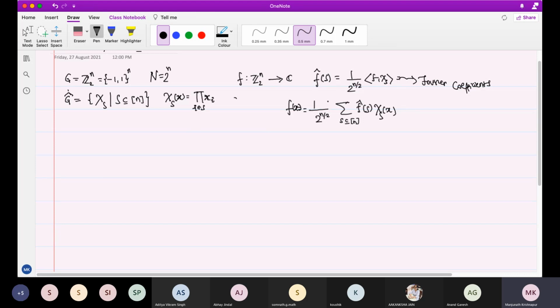Okay. And the Plancherel formula will say that if you take the sum of f(x) squared, that will be the same as the sum of f hat of S squared. So this is the Plancherel formula.